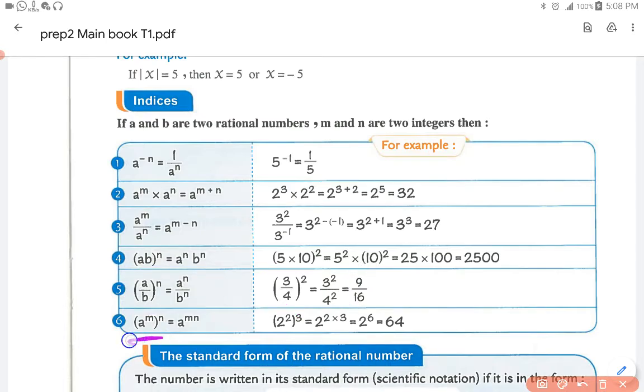(a to power m) all to power n, power of power, will be a to power mn. You will multiply the powers. For example, (2 to power 2) all to power 3 will be 2 to power 2 times 3. 2 times 3 equals 6, so it will be 2 to power 6, which equals 64.